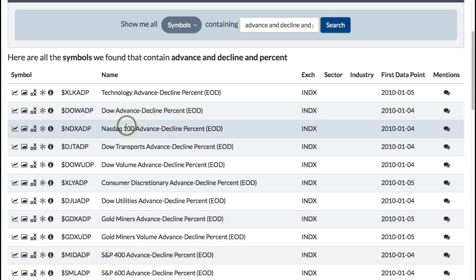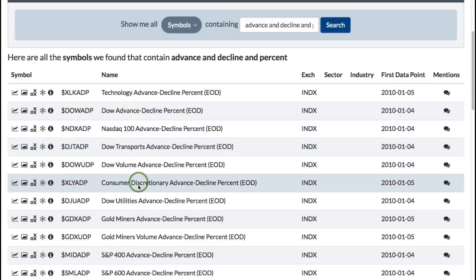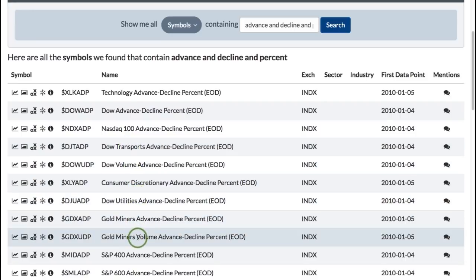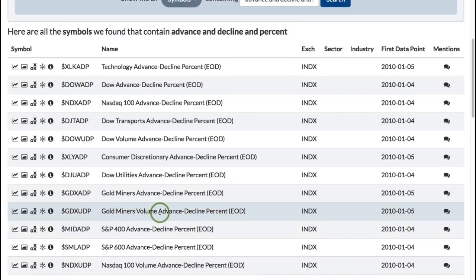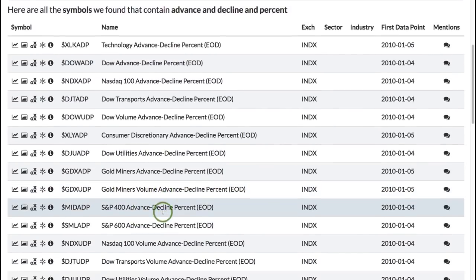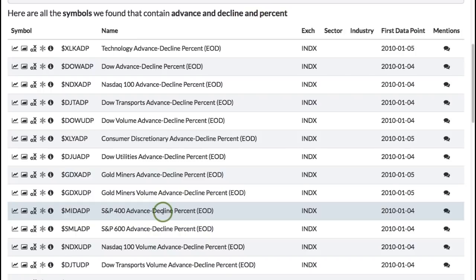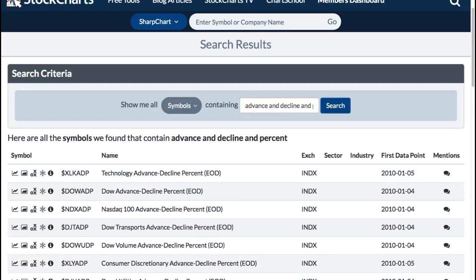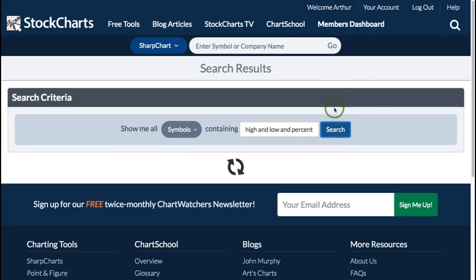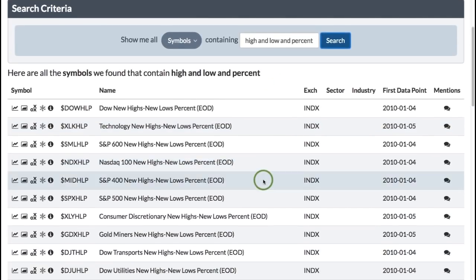And we've got the Dow, NASDAQ 100, Dow Transports, all the sectors, the gold miners. We also have advance decline volume as well, if you like that indicator. So you can create a number of breadth indicators for your indexes to really enhance your analysis there. Now, if I want high-low percent, I'm going to do pretty much the same thing. Instead of advance and decline in percent, I'm going to search for high and low in percent. And again, I'll get all those symbols there.